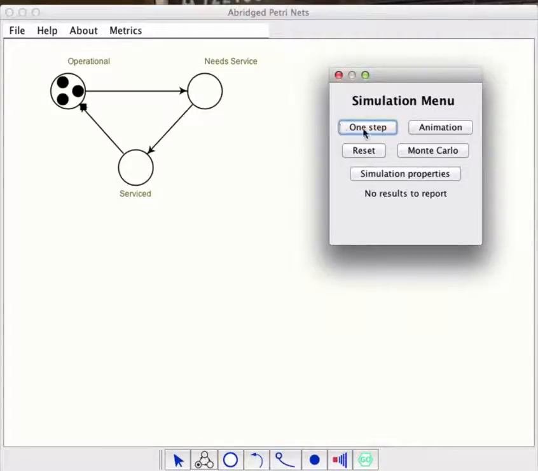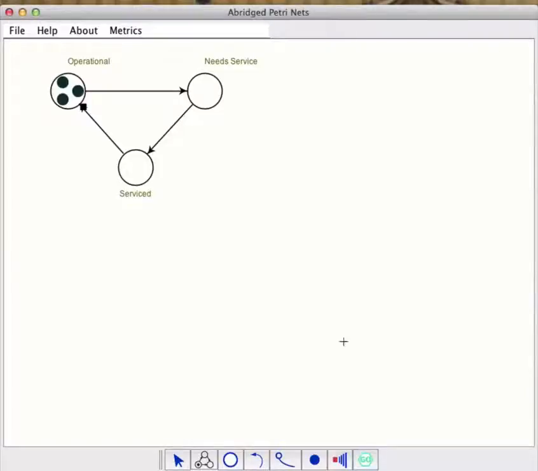First, we can look at one step at a time. And so you can see that time moves, and we can see what happens there. We can see that each token moves independently of each other. And that's a fundamental property of Abridged Petri nets, where each component is operating in parallel, unless we explicitly introduce dependence. And this dependence we introduce by means of triggers, inhibitors, and enablers.